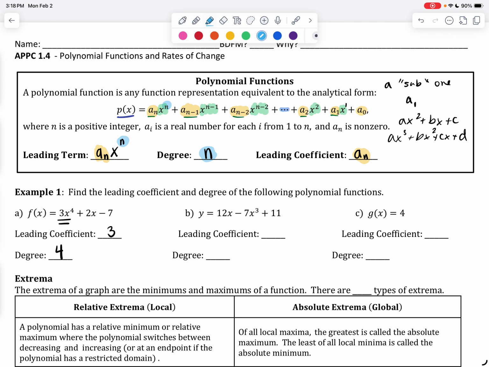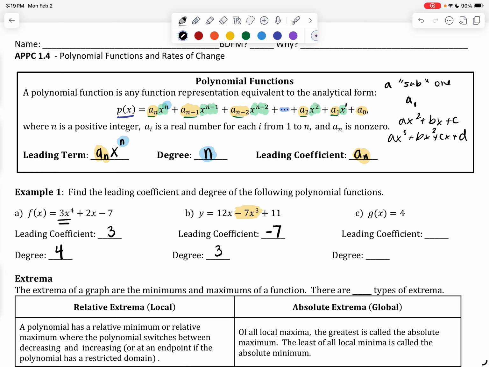But our second example is not so kind, because 12x is up front, but our highest power can be found in that second term, negative 7x cubed. So the leading coefficient is negative 7x, or sorry, negative 7, I misspoke. And the degree is 3. So it comes from that leading term. It's called a leading term because in standard form it should lead, but something's not always presented to you in standard form.